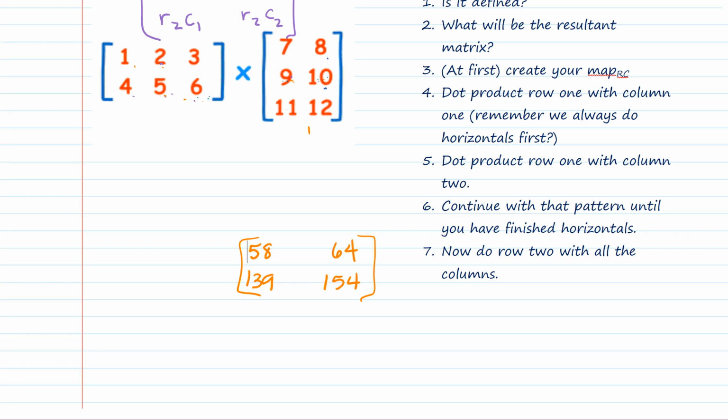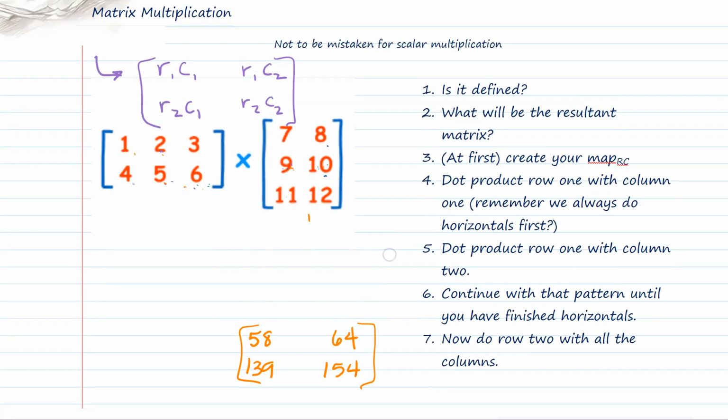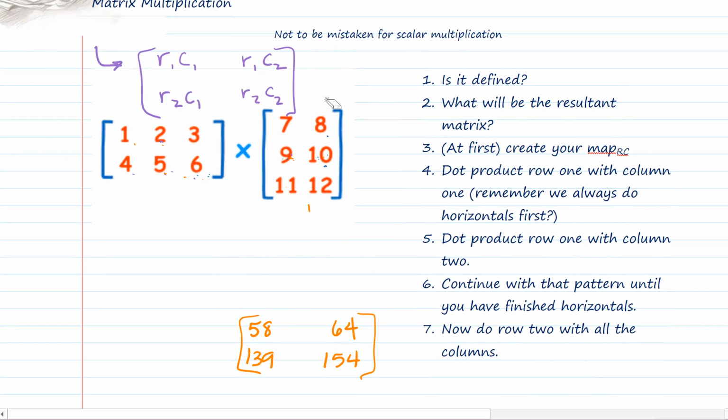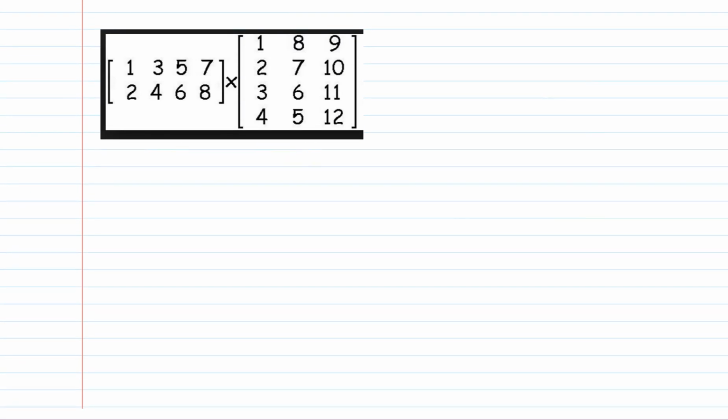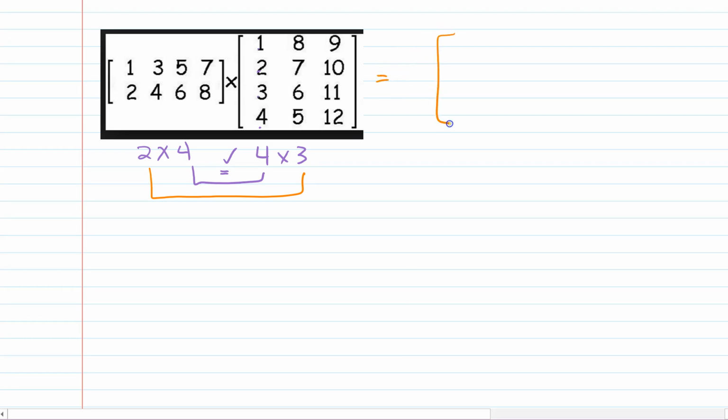Okay, I want to do another one with you, but this time, whereas I used to do it that way at first, let me show you an easier way to set it up. Since we know the dot product, we can do something that might be easier. Let me set these up by their order. This is 2 rows by 4 columns, whereas this is 4 rows by 3 columns. So is this defined? Yeah. 4 is equal to 4, so it is. What will be my resultant? It's going to be a 2 by 3. I'll put it up there.